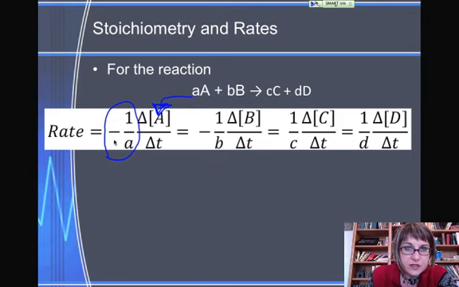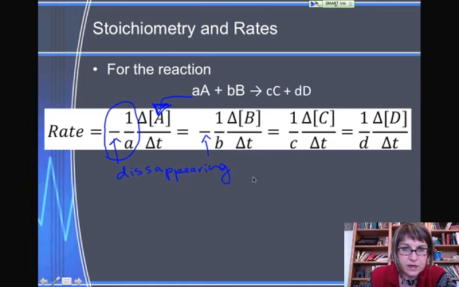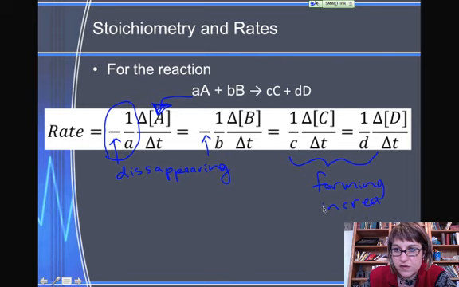And notice the sign here too. I have a negative rate for substance A and substance B because those are reactants and they are being used up. These substances are disappearing. Their concentrations are going down. And then the products are forming. These are being produced, so their concentrations are increasing, and so those fractions are positive, not negative. And that's how we work with rates. Next time I'll show you how to use experimental data to calculate a rate law.